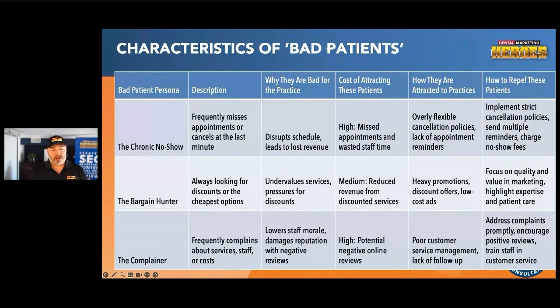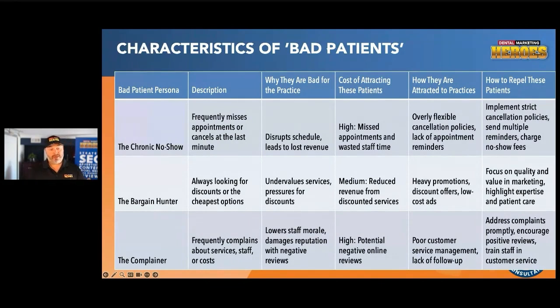The cost of attracting these patients is a medium level. It means reduced revenue from those discounted services. And it also means lack of satisfaction because when they can't get the deal they want, they're going to be grumpy. This puts pressure on you and your team to constantly battle discounting. How are they attracted?